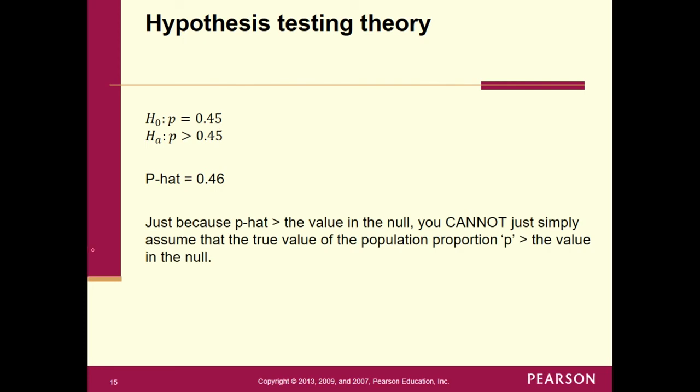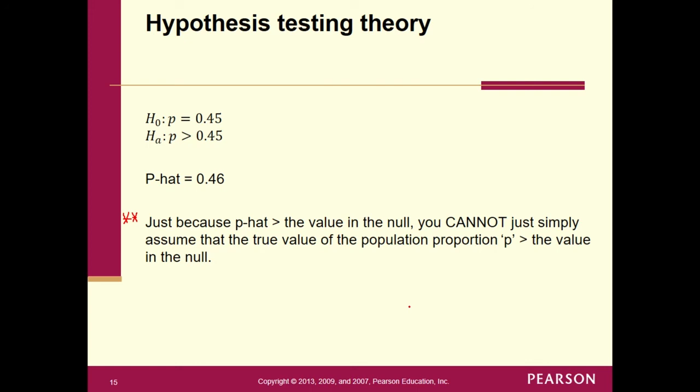Please read this one a couple of times. Just because p hat is greater than the value in the null, you can't simply assume that the true value of the population proportion p is greater than the value in the null. I'll explain why, but don't just make that assumption.